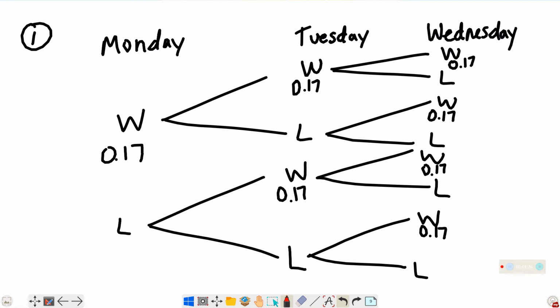To determine the probability of a loss, we're going to take away that 17% for a win. We're going to borrow. 10 minus 7 is 3. 9 minus 1 is 8. So each of those has an 83% chance of occurring, or 0.83 every time you see an L for lose.